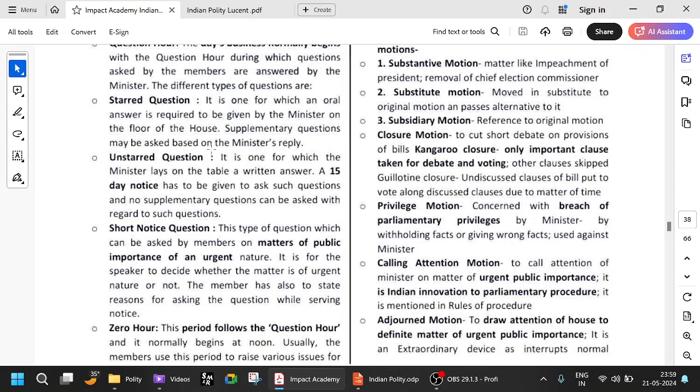Supplementary questions may be asked based on the minister's reply. So if it is a starred question, then the minister gives an oral answer and supplementary questions can be asked. But if it is an unstarred question, it is one for which the minister lays on the table a written answer.